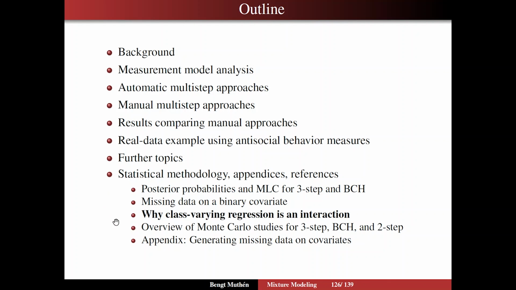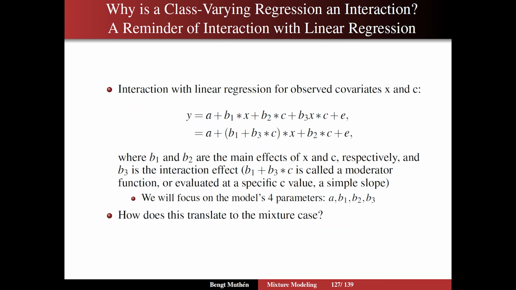Turning then to the next statistical topic, why class-varying regression can be considered as an interaction. Slide 127 gives you a reminder of interaction thinking with linear regression as a start. So say that you have observed covariates x and c, so pretending that our latent class variable c is observed for a second. So you have y regressed on x and c and their interaction. You have an intercept as usual. So you have these B1 and B2 and B3 coefficients of primary interest.